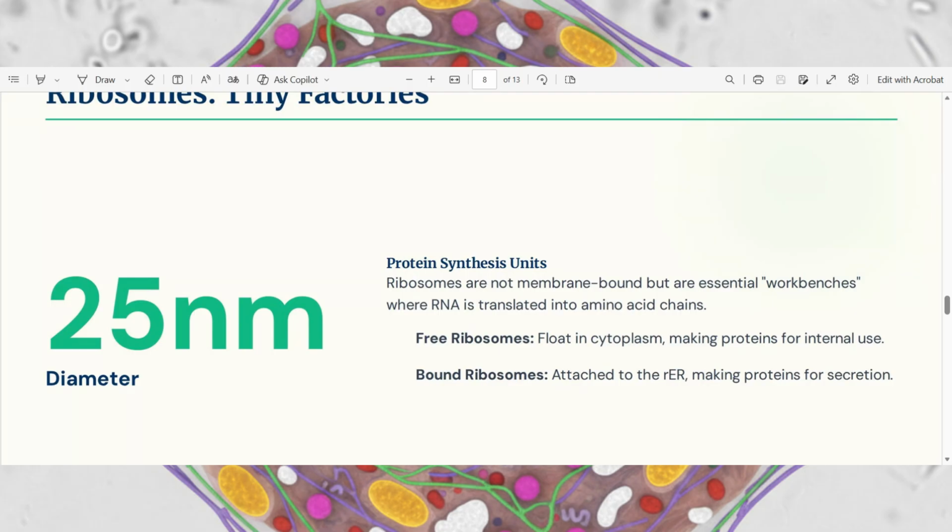The cytoplasm is basically the part of the cell where a lot of chemical reactions are done. You could say it's like the main body of the cell. It's flowing, but it's not hard. It's almost liquefied. Okay, so the free ribosomes float in the cytoplasm, making proteins for internal use. Bound ribosomes attached to the rough endoplasmic reticulum, making proteins for secretion.